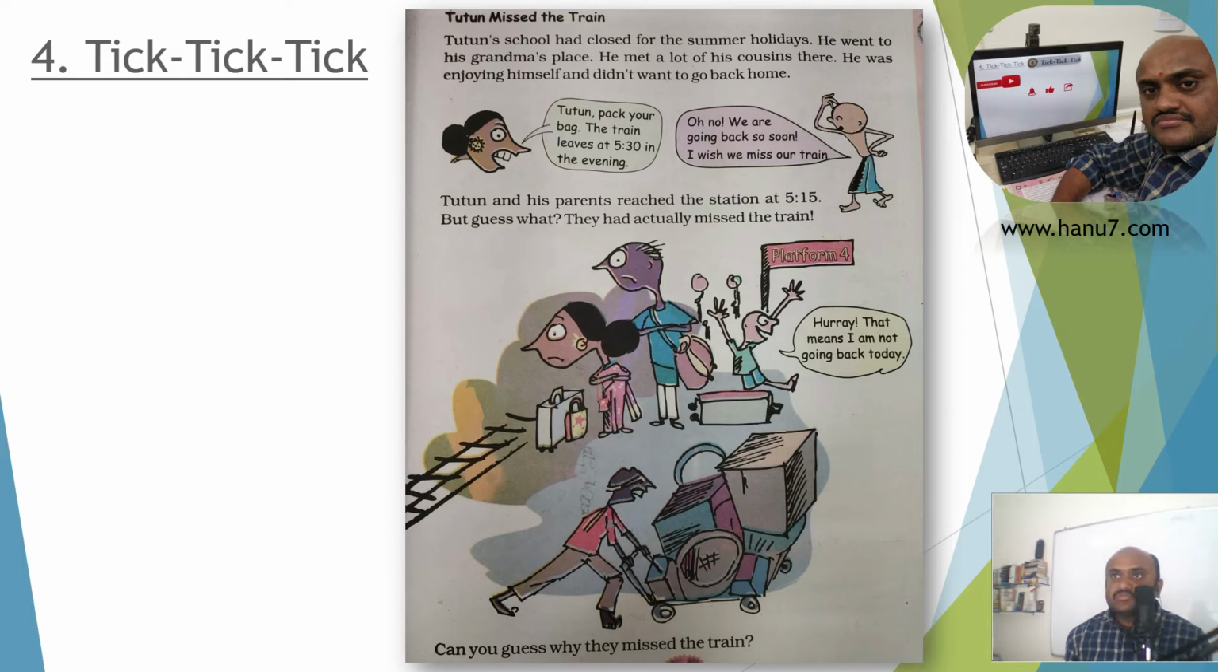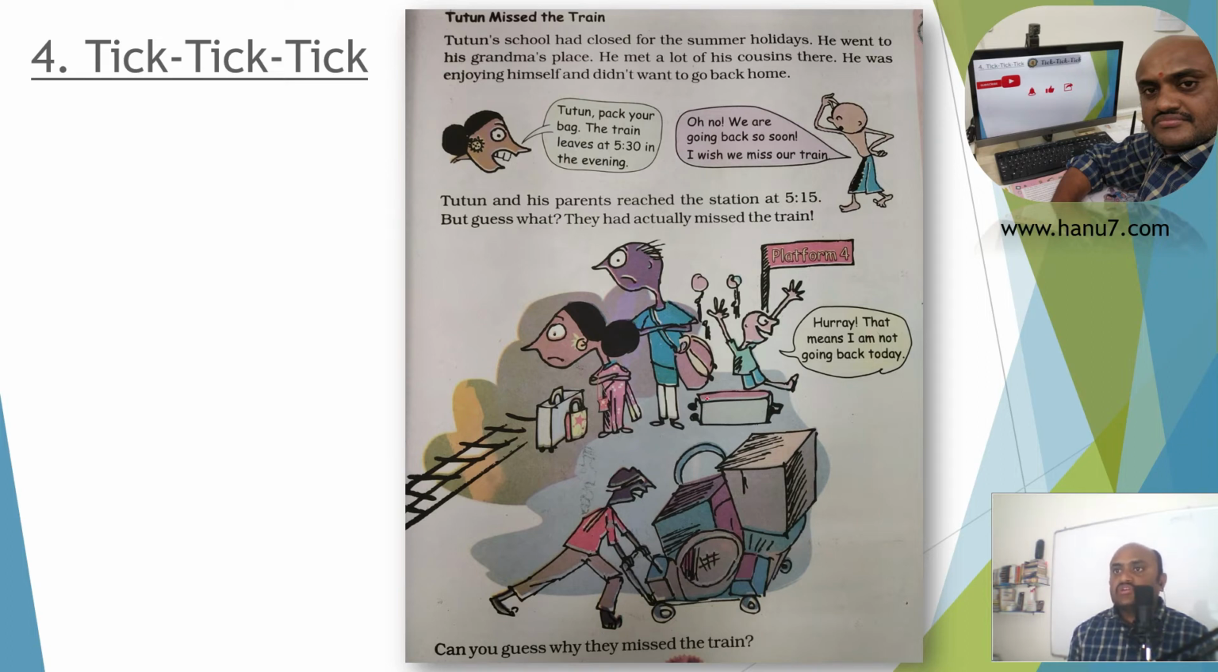Okay, but what the mother of Tutun says, pack your bag, the train leaves at 5:30 in the evening. Oh no, we are going back so soon. I wish we miss our train. So probably his wish may come true. Okay, let us see. Tutun and his parents reach the station at 5:15. So they are on time, so his wish may not come true.